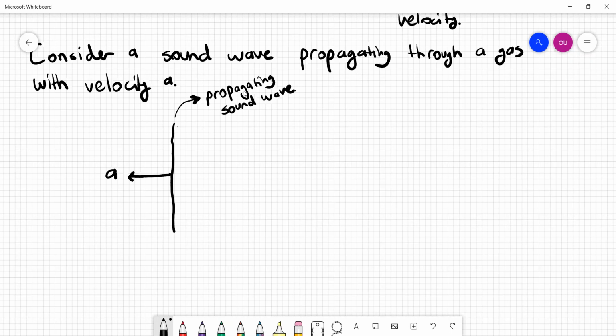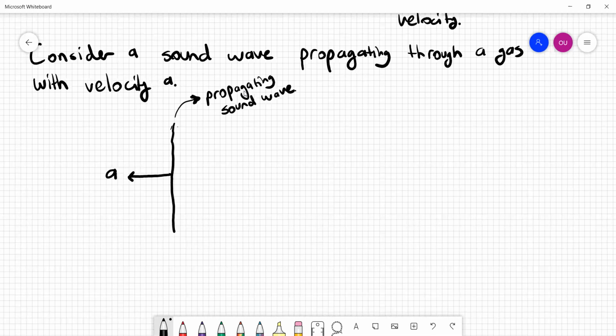Teşekkür ederim hocam. So let's come back to this. In the first case, we imagine now a propagating sound wave. So this wiggly line here, let's say it's the sound wave. Somehow a disturbance is created. I don't care what created it, but something created a traveling or propagating sound wave, and it is moving with velocity a from right to left.